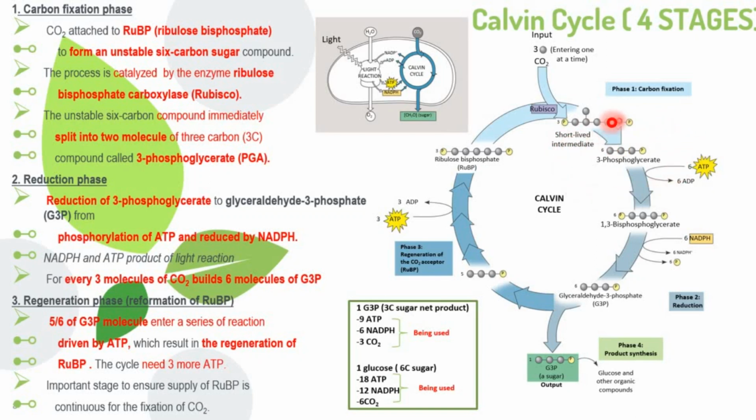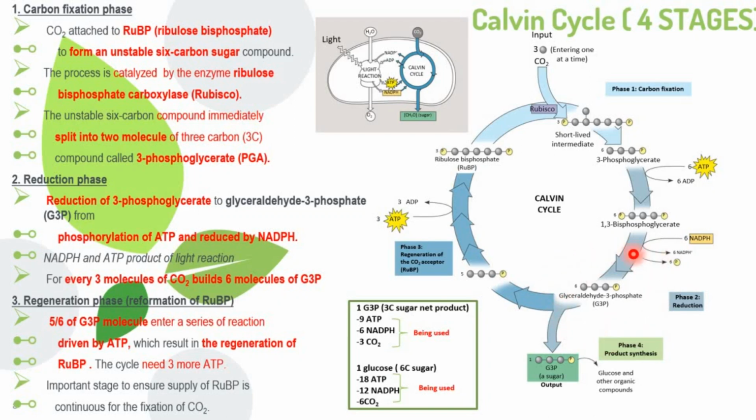Then the 6 molecules of phosphoglycerate are phosphorylated to produce 6 molecules of 1,3-bisphosphoglycerate. At this stage, 6 ATP are used. Then the 6 molecules of 1,3-bisphosphoglycerate undergo the second phase, reduction, to produce 6 molecules of G3P. At this stage, 6 NADPH from light reaction are used.